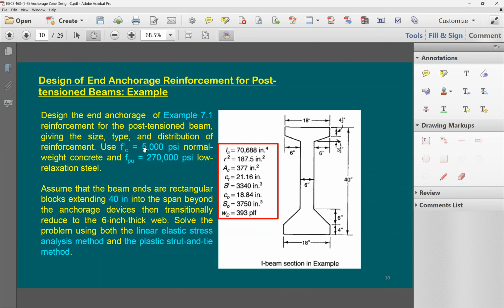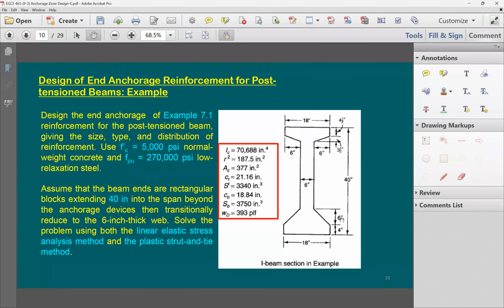Let's see an example and how we can do it. This is the same beam that we have done, example 7.1. Same properties, same number of strands, same concrete strength, same 270 strands, same depth, the exact same example.